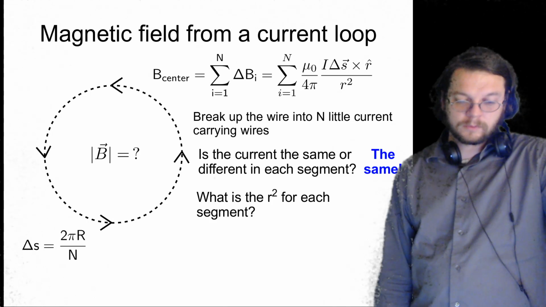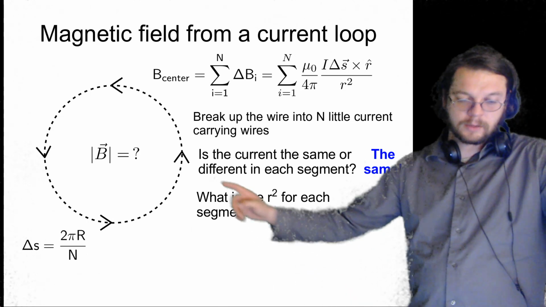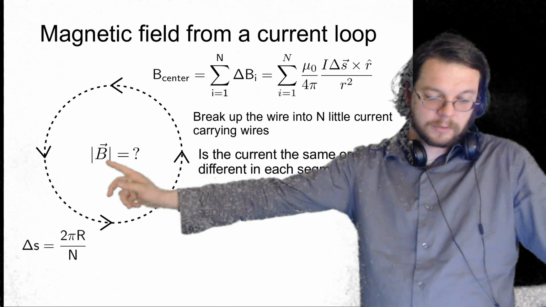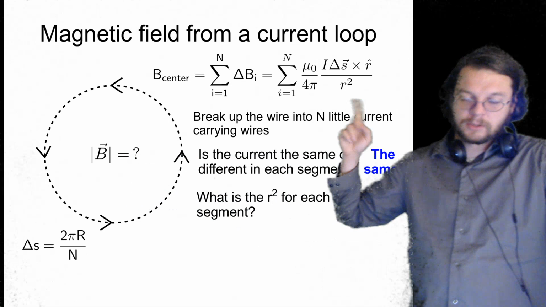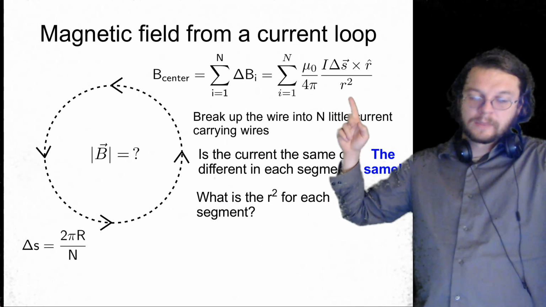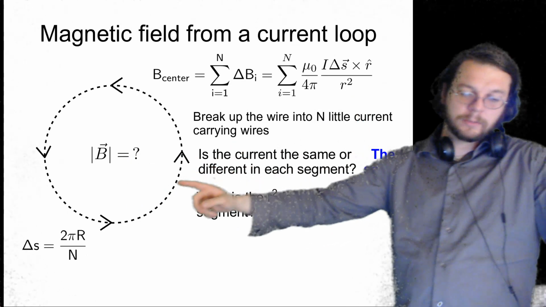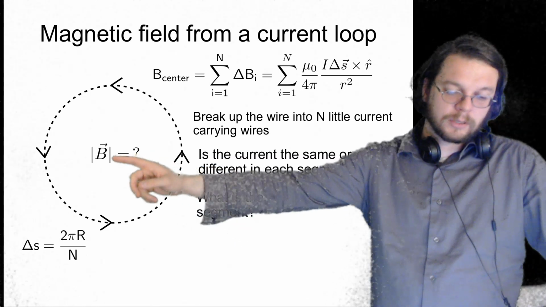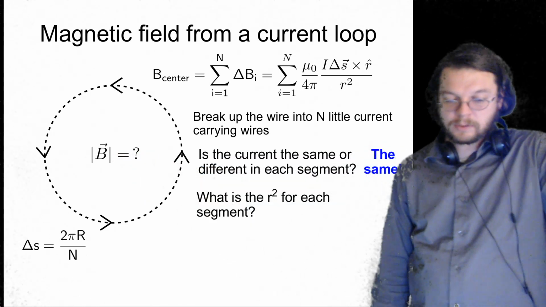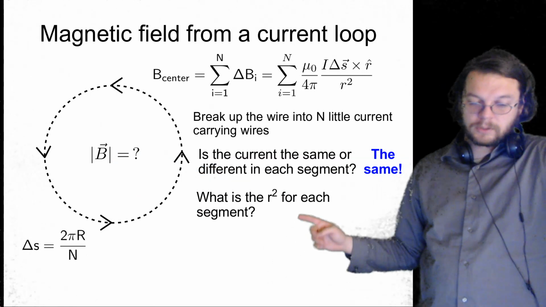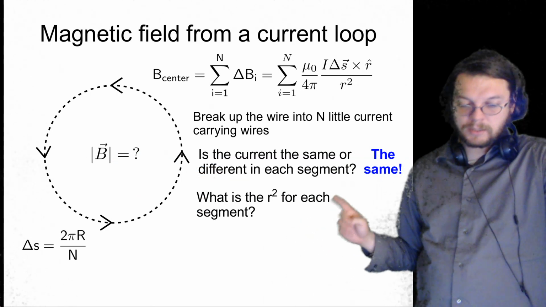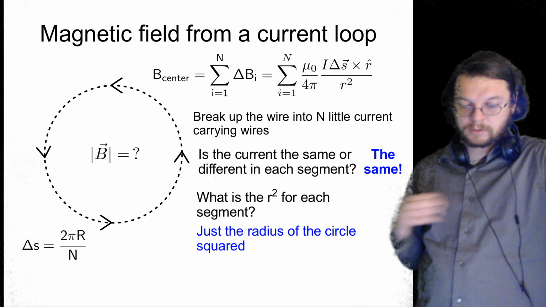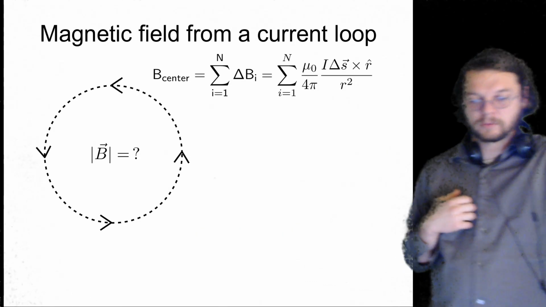All right, so the next thing is that we're trying to figure out the magnetic field in the middle. We're using this thing to do it. This r squared is the distance from our little piece of current, our little chunk of wire, to the place that we're trying to figure out what the magnetic field is. Well, what's r squared? Well, that's pretty easy because that's just big R squared. That's just the radius of the circle squared.